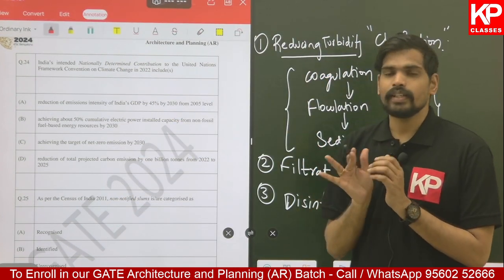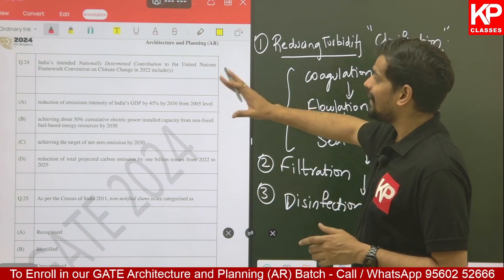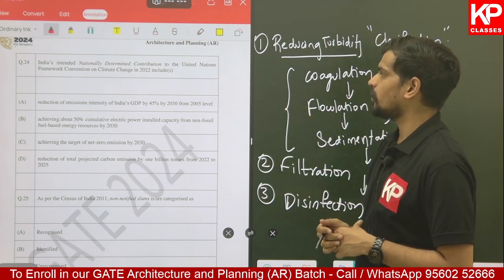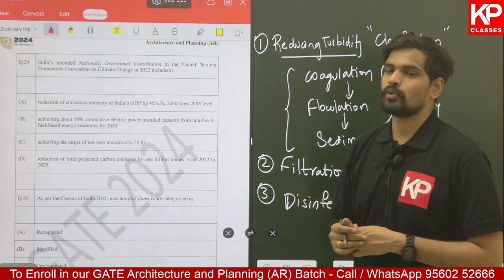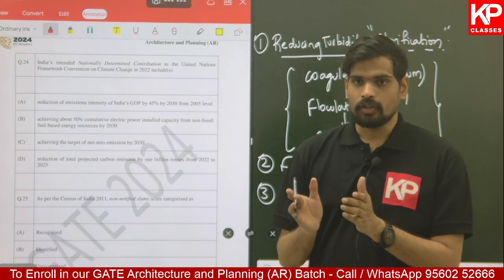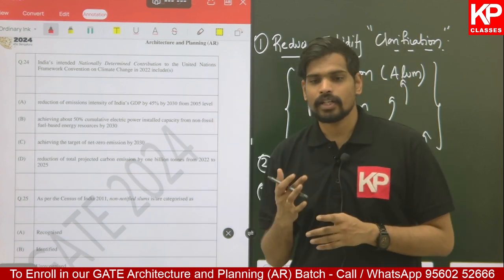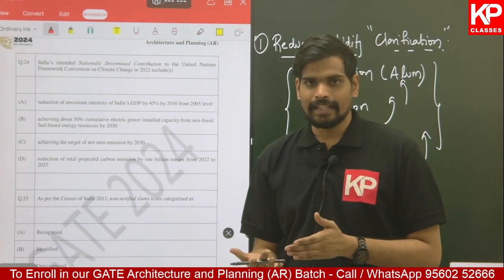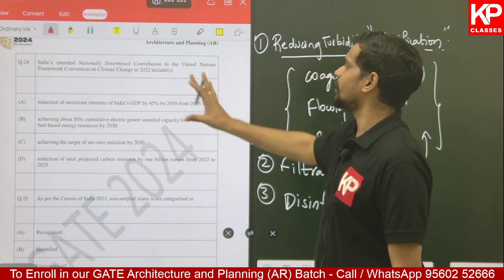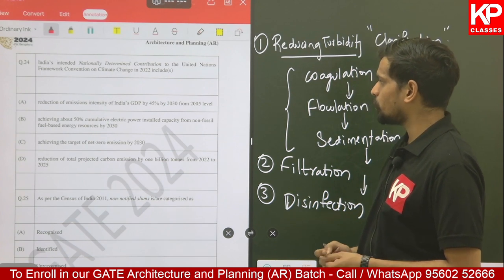India, so we are still in the one mark questions here. India's intended nationally determined contribution to the United Nations Framework Convention on Climate Change in 2022 includes. So they're talking about India's commitments to the Paris Accord, under the United Nations Framework Convention on Climate Change. The 2016 Paris Accord is the latest one under it. So from that, nationally determined contributions as of 2022 for India.